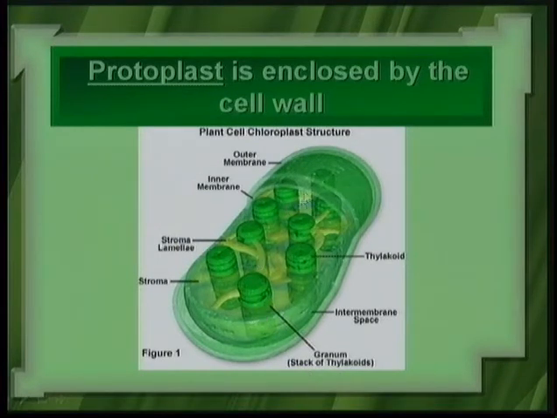Then you have the jelly-like matrix, the jelly-like part inside of the chloroplast, interior to the membranes, and this is called the stroma. So remember that the grana is where the light reactions happen, and the stroma is where the Calvin cycle happens. All right.